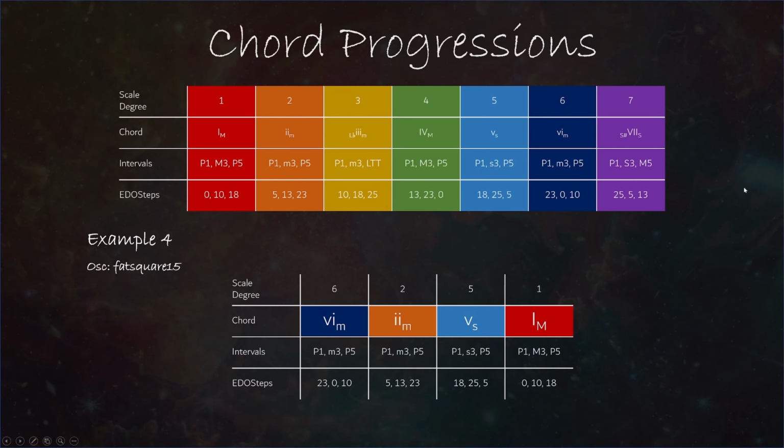So the next example we'll go through is 6, 2, 5, 1. So this is going backwards through the circle of fifths. And then we'll go through the next example, which is going forward through the circle of fifths. So 1, 5, 2, 6.